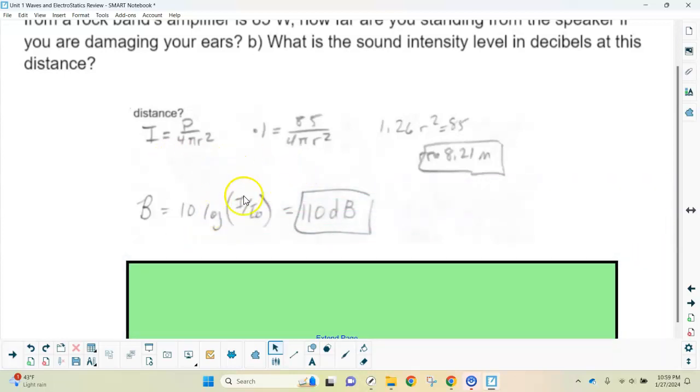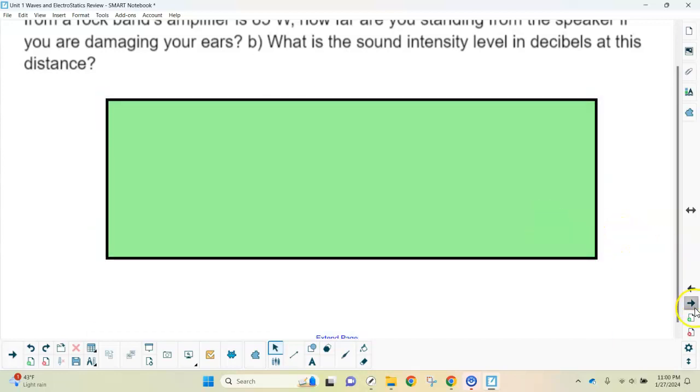So I is 0.1, I naught is 1 times 10 to the negative 12th. You divide those, then you hit the log button in your calculator and multiply it by 10. So you get about 110 decibels, which is a pretty big value.